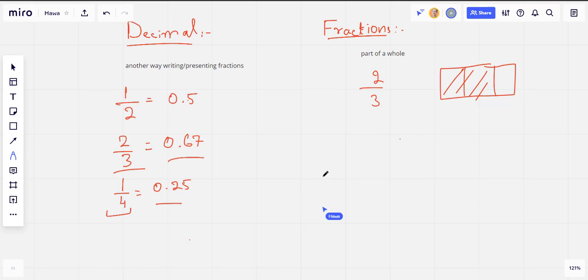Now, let's talk about place values. We have worked on place values of whole numbers before. Let's say there is a whole number 314. So what is the place value of 4, 1 and 3? 4 is in the ones place, 1 is in the tens place, 3 is in the hundreds place. Right?